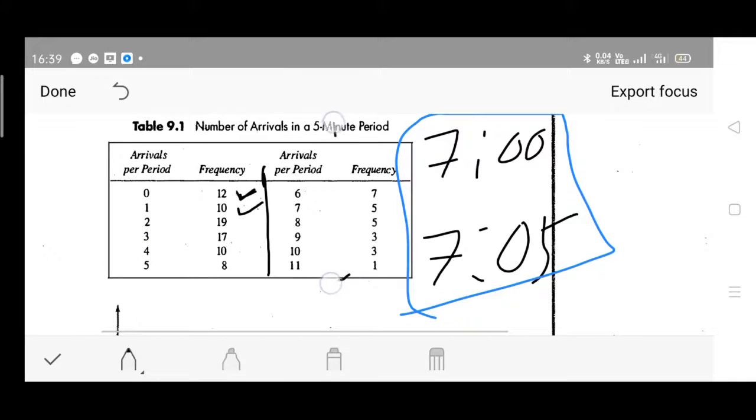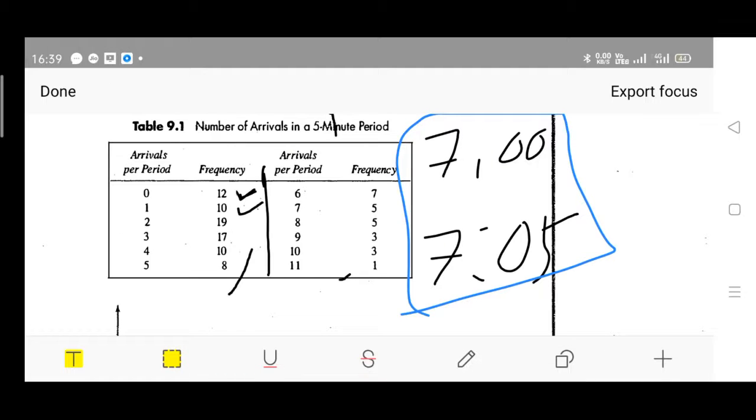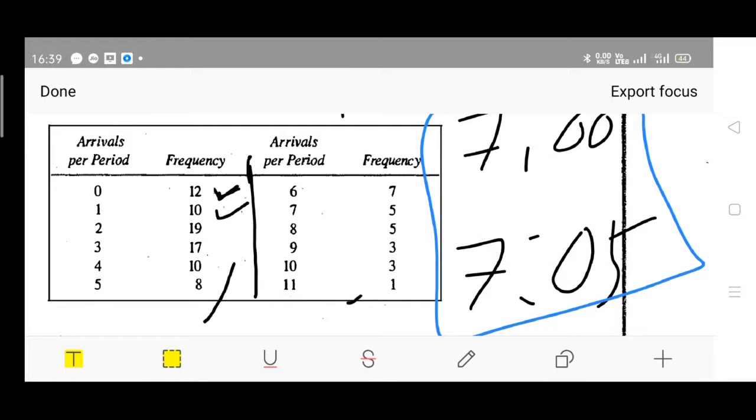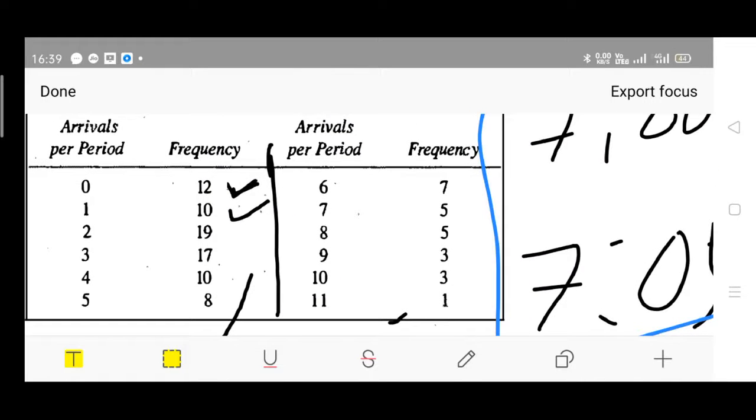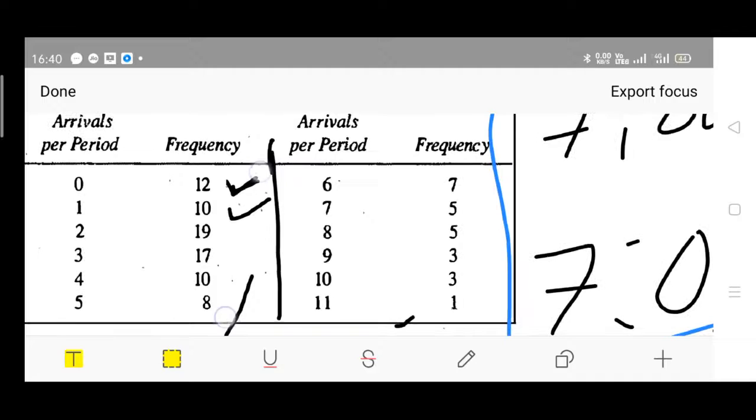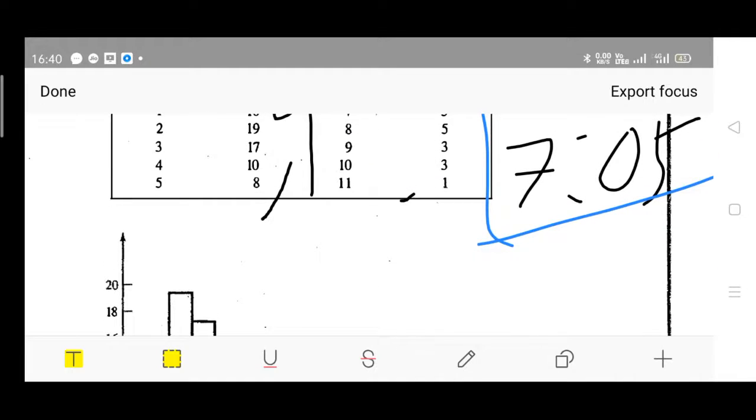It is observed that 12 times in that particular duration, 7 a.m. to 5 a.m., 0 vehicles arrived. For 10 times only one vehicle arrived in that period. 19 times 2 vehicles arrived. 17 times 3 vehicles arrived. 10 times 4 vehicles arrived, right? 8 times 5 vehicles, 7 times 6 vehicles, and so on, right? Fine. So this you have to understand. Maximum 11 vehicles arrived, and that too only once.